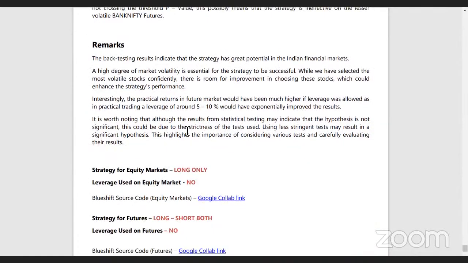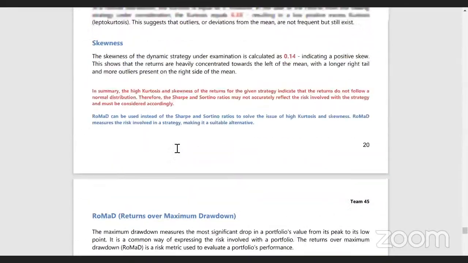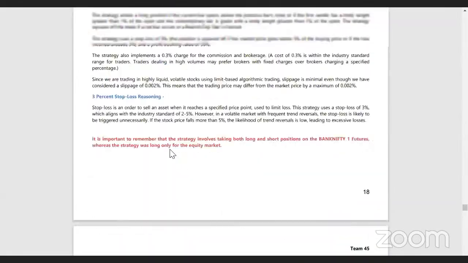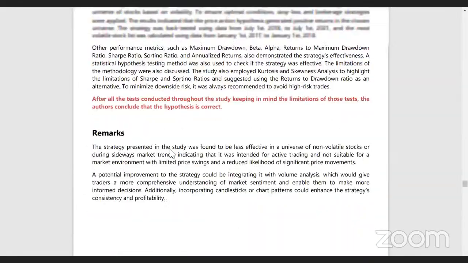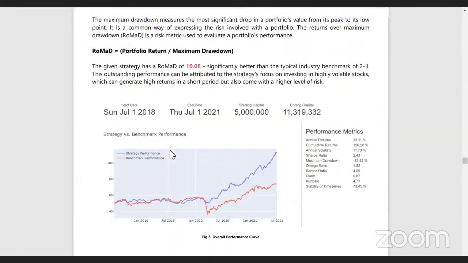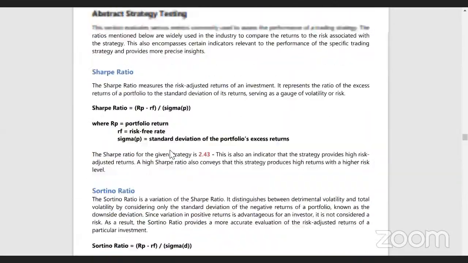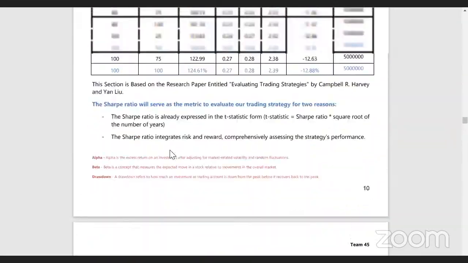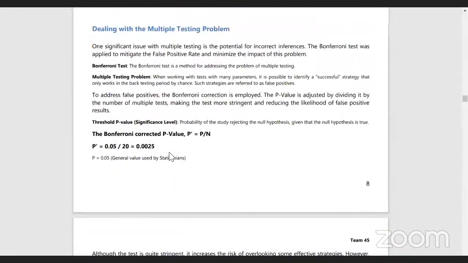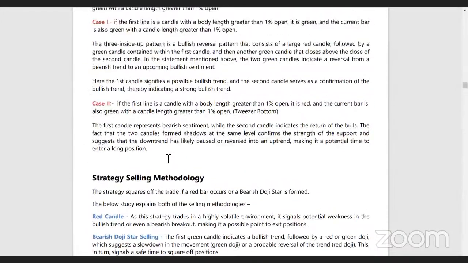How do you identify the trend reversal? Basically, we identify trend reversals with the help of candlestick patterns. That is, for a bottom, the first one turns from a bearish to a bullish trend. That is, the first candle is red with a body length greater than 1%, and the second is a bullish candle, that is a green candle, with a body length greater than 1%.